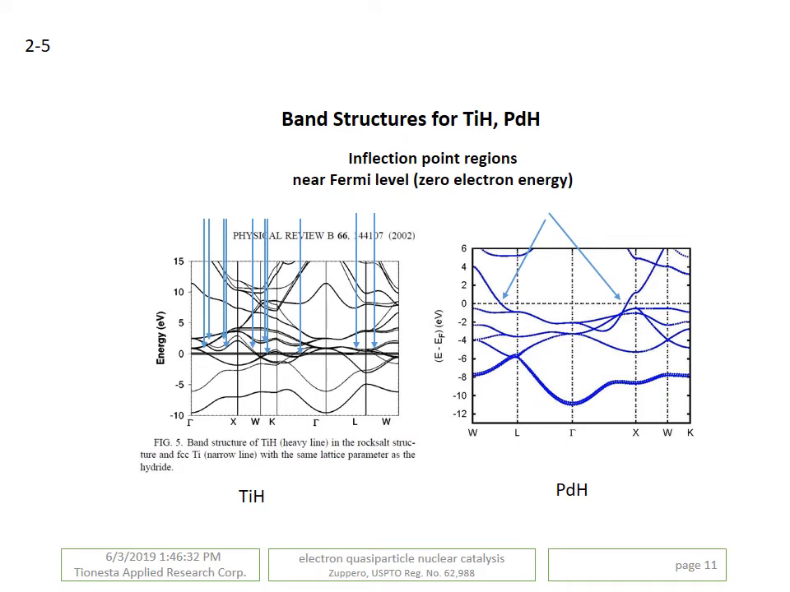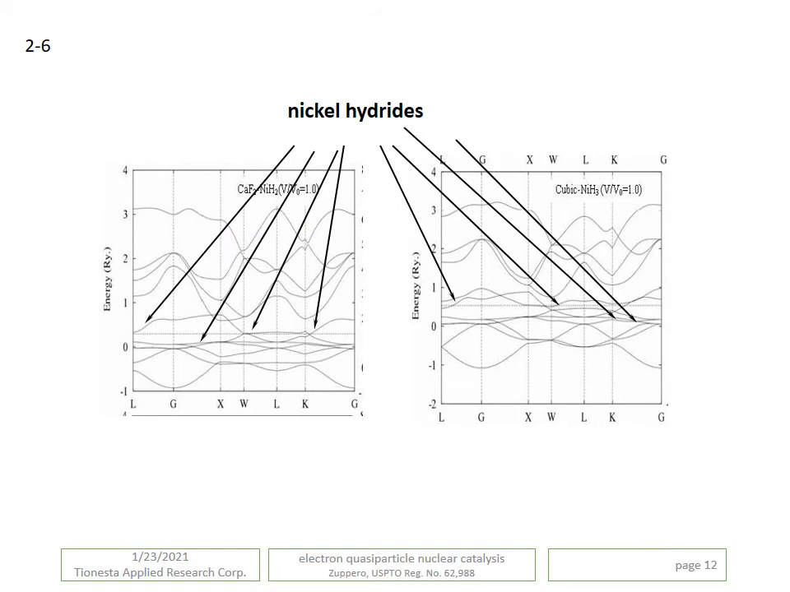Palladium hydride has at least 2 inflection points near the Fermi level. Titanium hydride has many. The flat part is in the white space between the W, the L, the gamma, the X boundaries. The white space may have a zero curvature segment. Note, there are many places where curvature is 0. Nickel hydrides seem to have many accessible inflection points. It seems no matter what crystallite we pick, we find many inflection points.